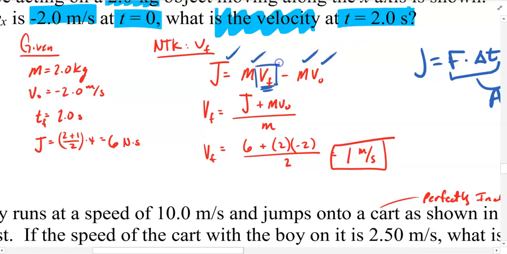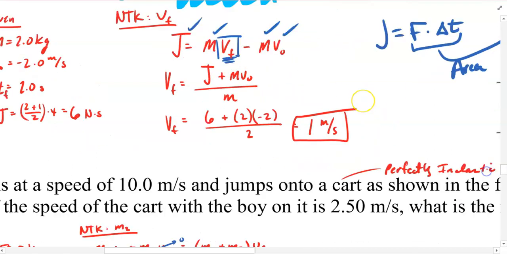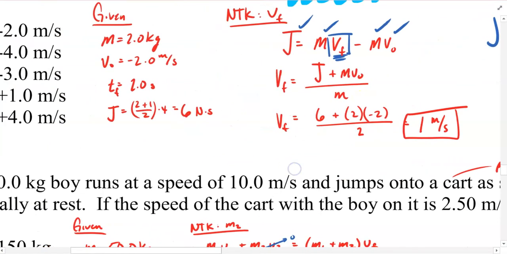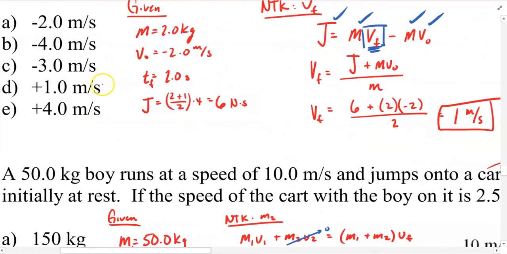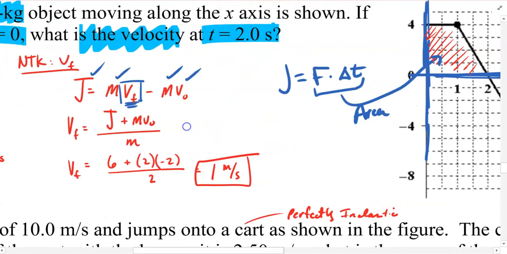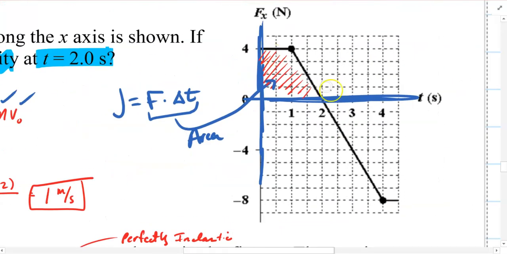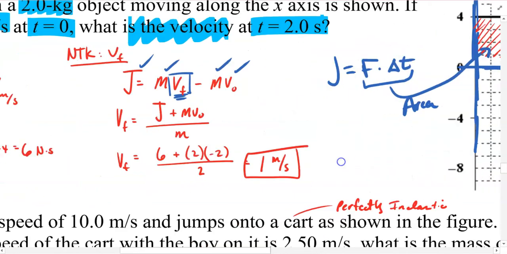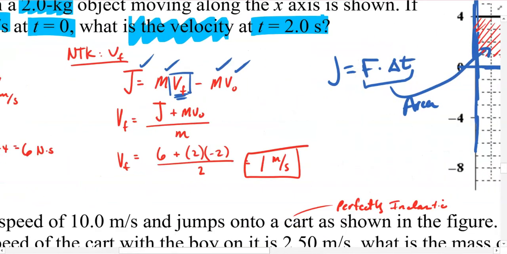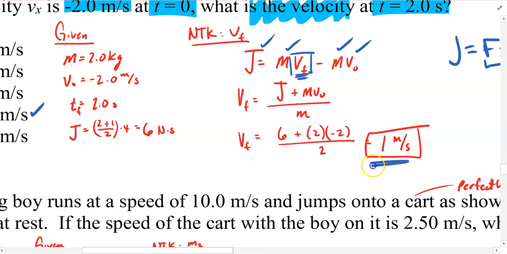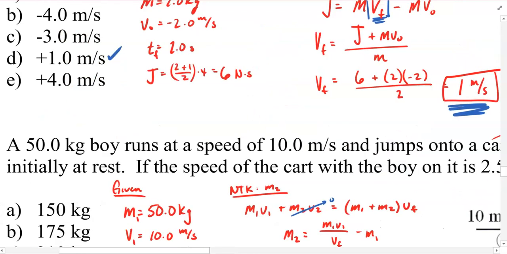So we should be able to calculate the final velocity with that component, and it appears to be 1 meter per second. Since it's positive, we'll go ahead and mark that as positive. And we know that even though the force direction has changed from a positive force to what's now a negative force, at t equals 2, the object is still moving forward at 1 meter per second.